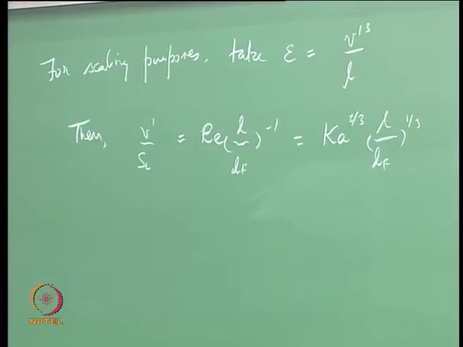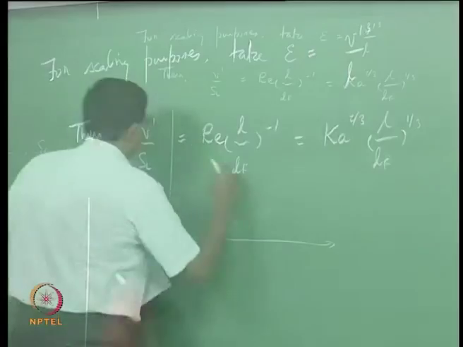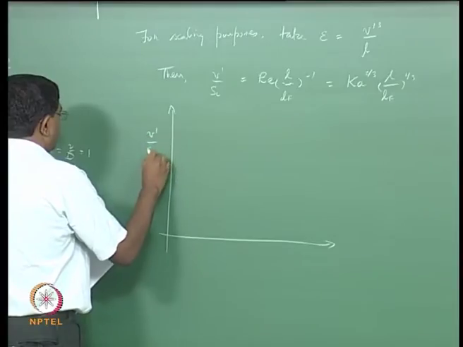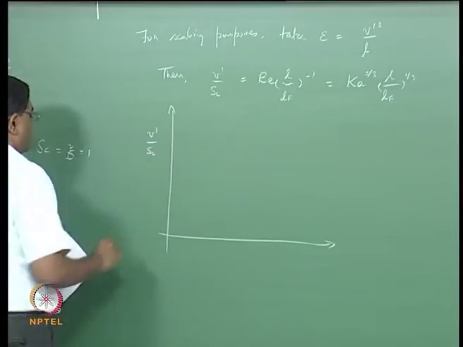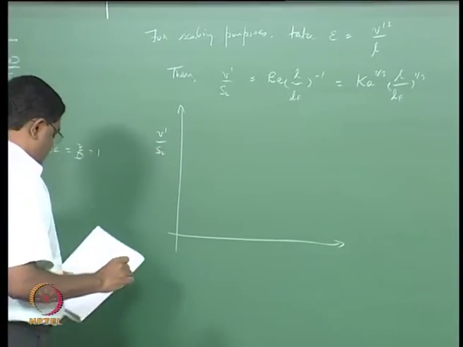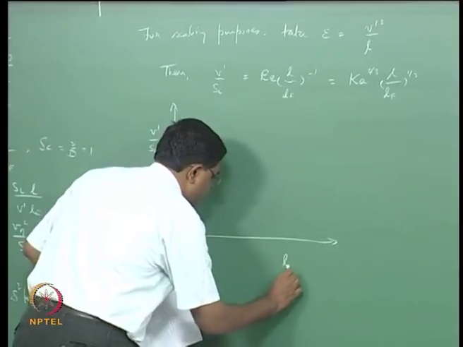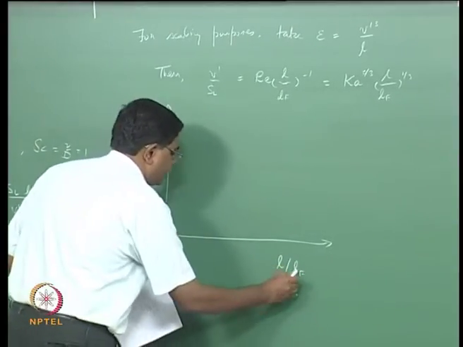Why are we doing this? Because that's what the regime diagram is all about. The regime diagram is one of V prime over SL on the vertical axis plotted against L over LF.